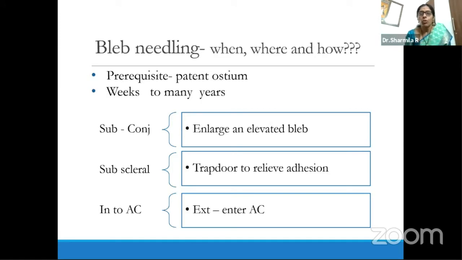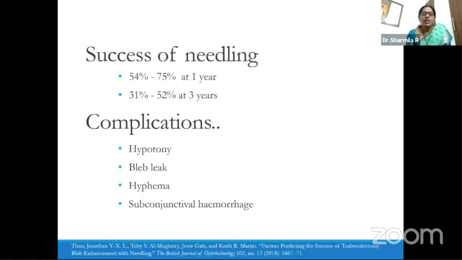Sometimes we may even have to open the ostium, which is covered by some fibrous tissue, so enter into the anterior chamber. So there are several ways of doing a needling. The success of needling has been reported to be around 50 to 75% at the end of 1 year and 31 to 52% at the end of 3 years. However, we do have some complications with needling. The most common ones are the hypotony because of sudden gush of aqueous once the ostium is patent. The bleb leaks can also happen because of inadvertent handling of the subconjunctival tissue, causes perforation of the conjunctiva. There can be hyphema. There can be also subconjunctival hemorrhages.